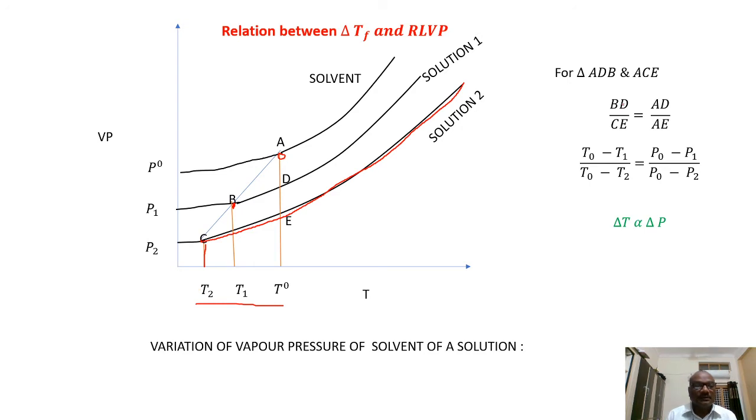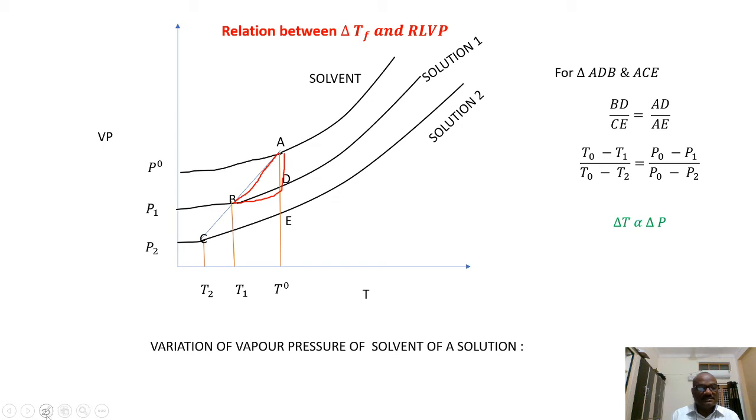Okay. Now we want to derive the relationship between delta TF and the relative lowering of vapor pressure (RLVP), after understanding the concept given in this diagram. So in this diagram we can see two similar triangles. What are the similar triangles? One of the similar triangles is ABD. Are you observing? ABD. Okay.